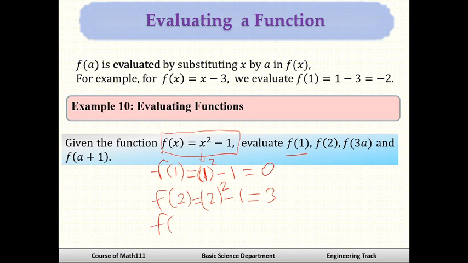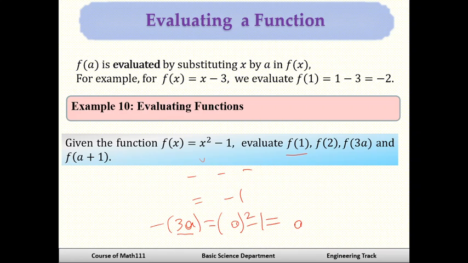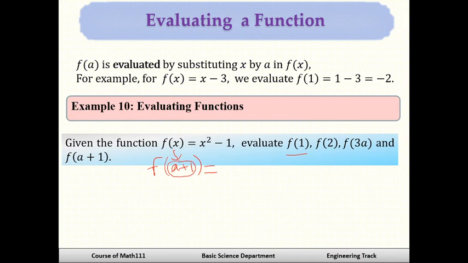And now when it comes to 3a, we have the same issue, x is replaced by 3a. So you write here (3a) squared minus 1. So this will be 9a squared minus 1. And for a plus 1, we have the same thing. Let's do it, a plus 1. Here x is replaced by these two terms, the binomial a plus 1.